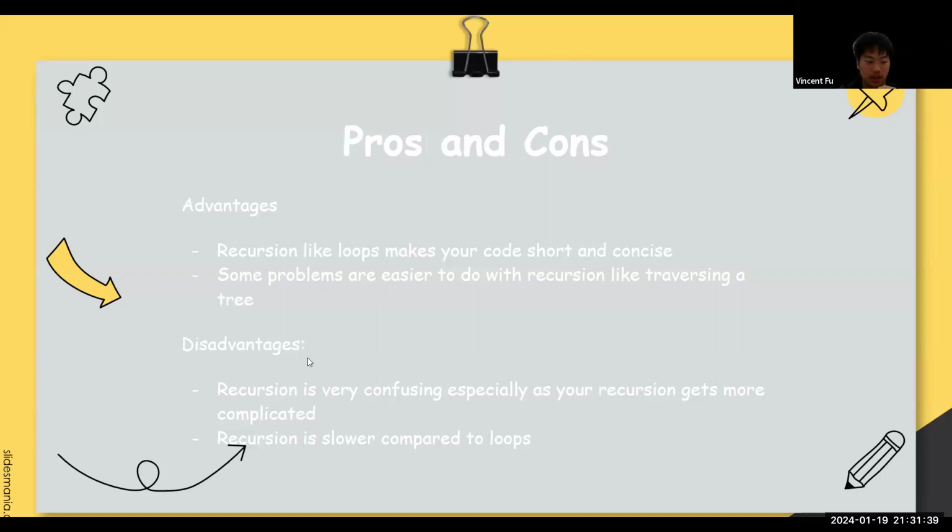So when you're actually trying to solve a problem on paper, let's say, before you actually start coding, if you're trying to think about using recursion, it's going to get very confusing. And also recursion is slower compared to loops. So if you can use loops, like a for loop, a while loop, or whatever, to solve your problem, use that instead of recursion because it's much easier and much faster. But like I said earlier, some problems, like traversing a tree, you kind of have to use recursion.